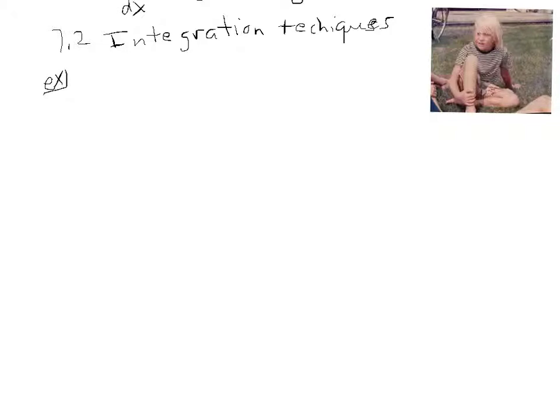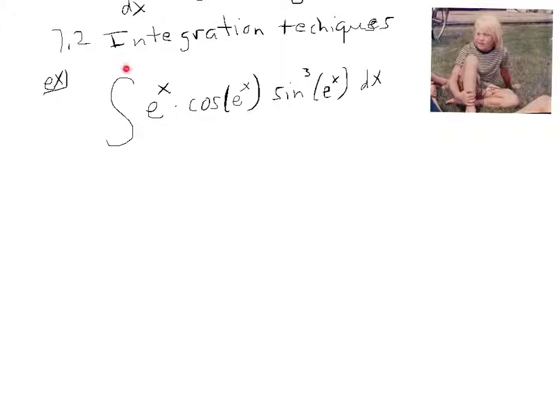So what we need to do is try to solve this integral: e to the x times cosine of e to the x times the sine cubed of e to the x dx. In other words, this is an indefinite integral because it doesn't have the a and the b. This is just asking me to give a function whose derivative is this, and that's what an integral is.